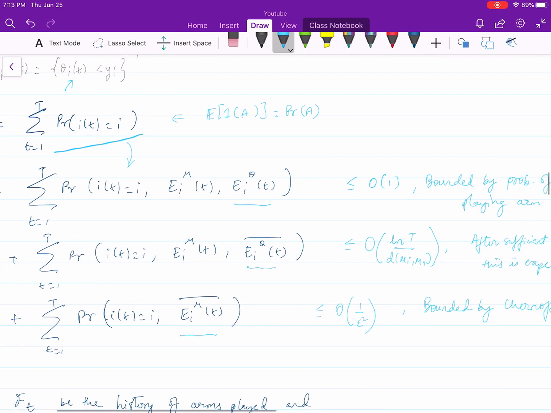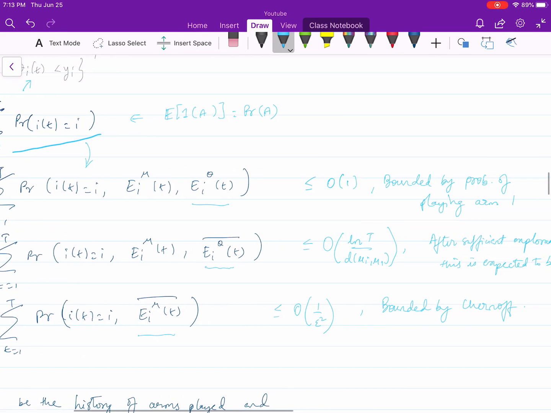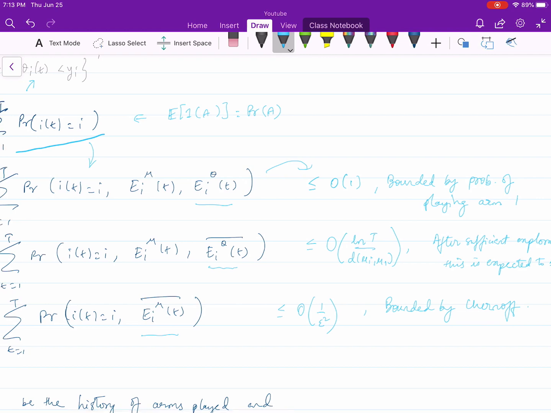So what is our aim? Our aim is to show that this term is bounded by a constant. This is because we'll show that this term is bounded by the probability of playing arm 1. Hence, eventually we'll try to show that it is actually bounded by a constant as well.